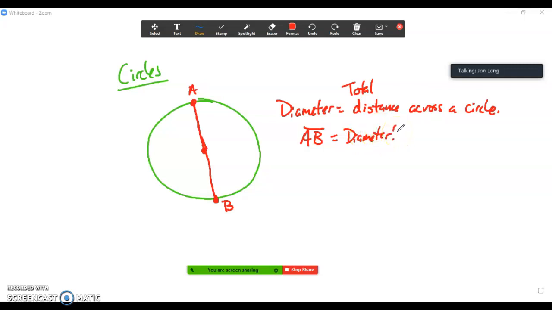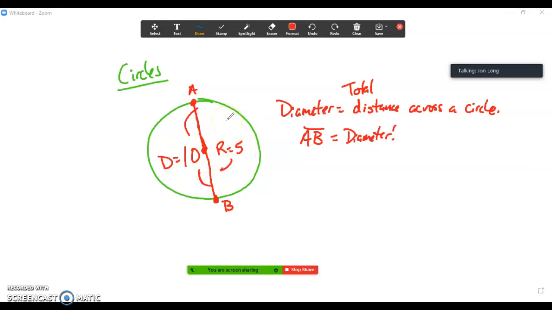Now, we should talk real quick about measurements of this. So let's say your diameter is 10. If my diameter is 10, which is the whole way across my circle, the next question would be, I'm going to put a D here for diameter. If the diameter is 10, what is the radius? Well, if the whole way across the circle is 10, radius is half of that. That must mean the radius is 5.